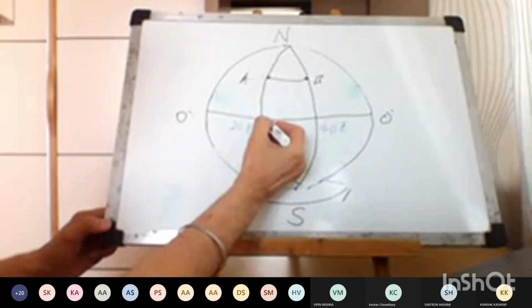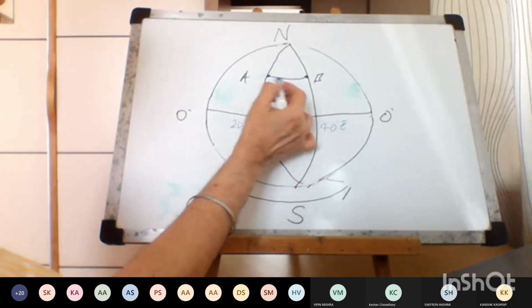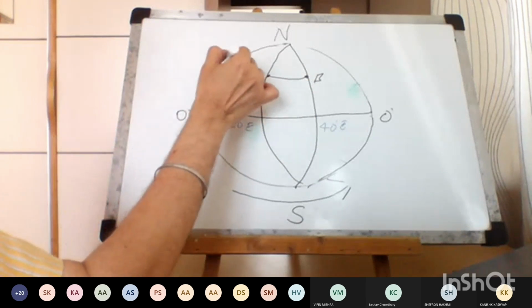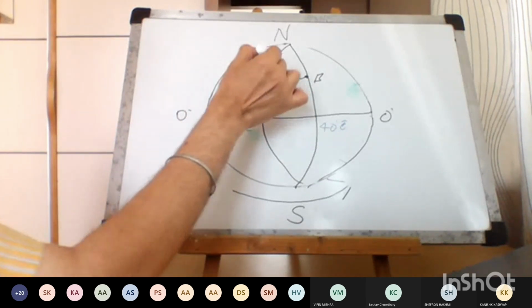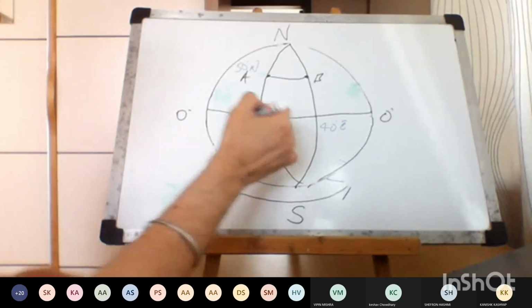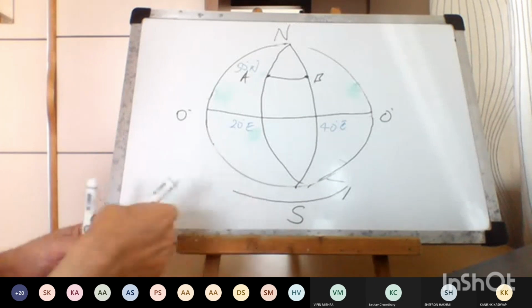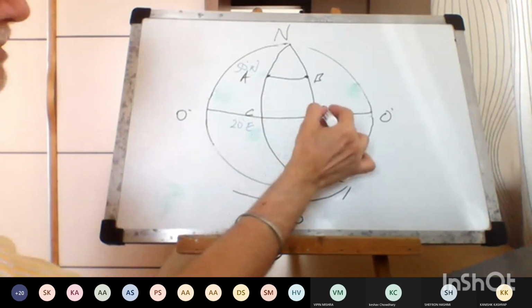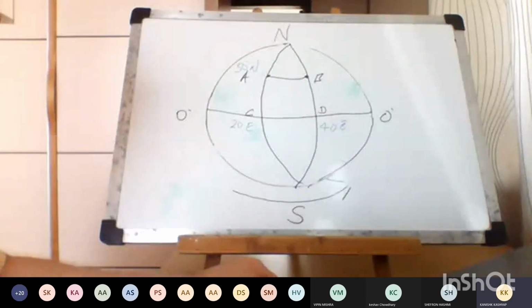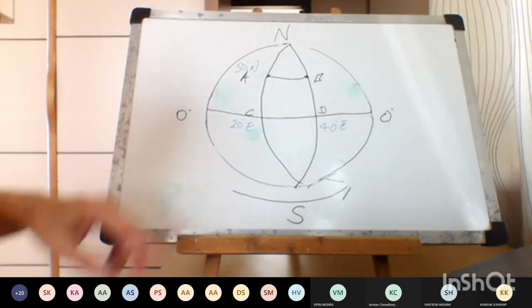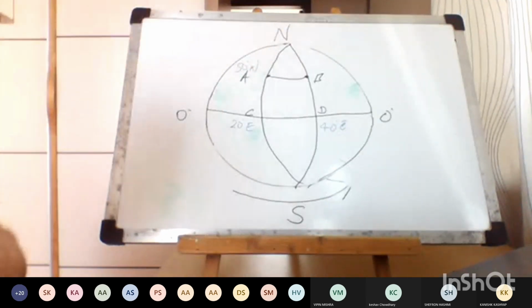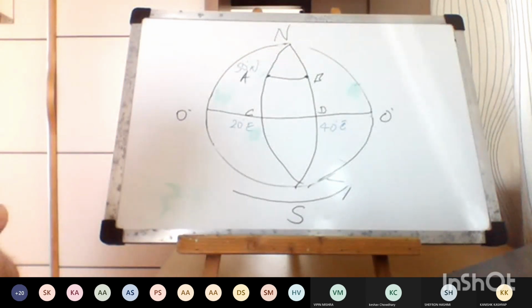But is the distance at the equator the same as the distance at a different latitude? Let's say 50 degrees north. Is the distance AB equal to the distance CD? No, sir. Is it less or more? Sir, CD is less as compared to AB. You see that the two meridians slowly move and converge at the pole. At the pole, the distance becomes 0.